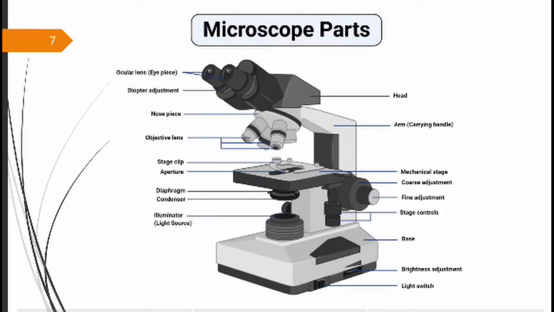So these are the different microscope parts. A microscope has an ocular lens or eyepiece through which we are looking, and there is a head and a diopter adjustment, and there is a nose piece, an objective lens, arm, a stage clip and a mechanical stage, an aperture, a coarse adjustment, a fine adjustment, an illuminator, a base, a brightness adjustment and a light switch. So these are the different microscope parts.